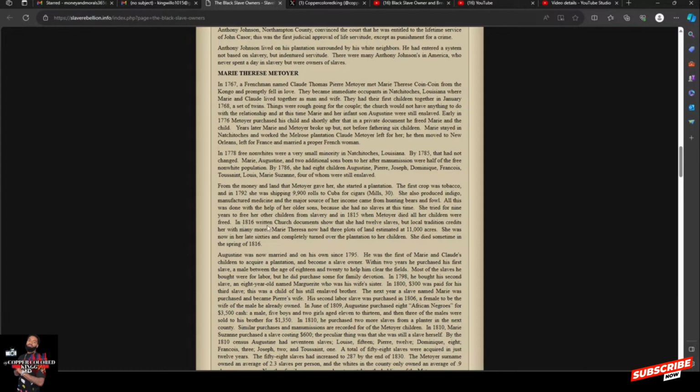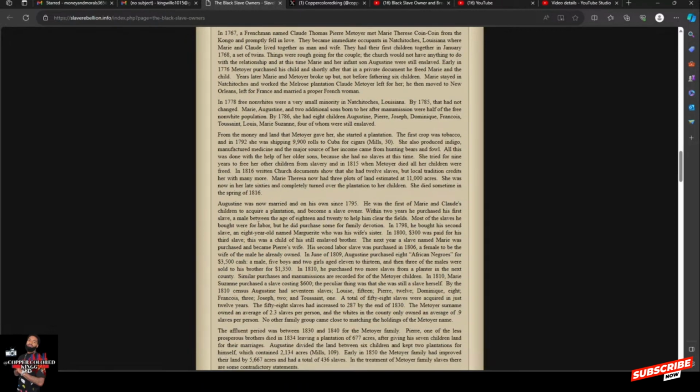In 1816, written church documents show that she had 12 slaves, but local tradition credits her with many more. Marie Therese now had 3 plots of land estimated at 11,000 acres. She was now in her late 60s and completely turned over the plantation to her children. She died sometime in the spring of 1816. Augustine was now married and on his own since 1795, Augustine being her son. He was the first of Marie and Claude's children to acquire a plantation and become a slave owner.